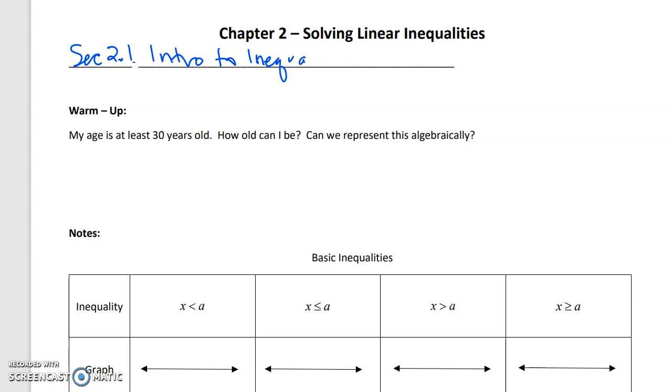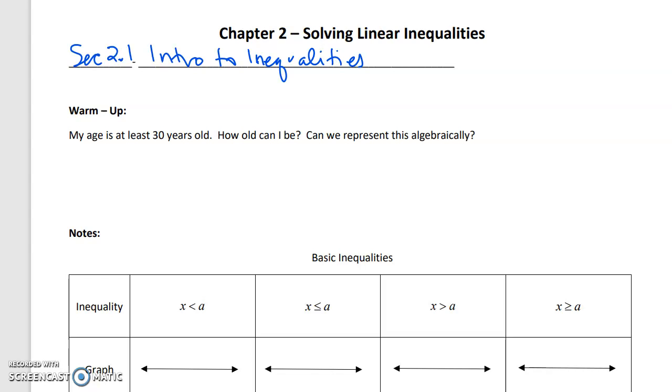In our first chapter, we were working with equations. Equations meaning using an equal sign, completely the same. But we're going to see that inequality symbols, while similar to equations, also have some differences.